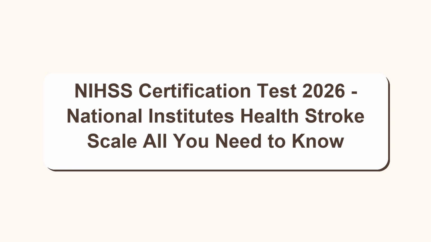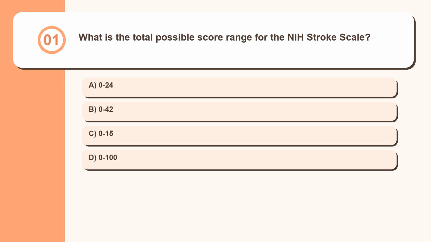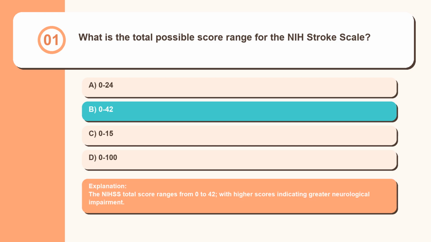NIHSS Certification Test 2026, National Institutes of Health Stroke Scale. All you need to know. Question 1. What is the total possible score range for the NIH Stroke Scale? 0 to 24, 0 to 42, 0 to 15, 0 to 100. The NIHSS total score ranges from 0 to 42, with higher scores indicating greater neurological impairment.